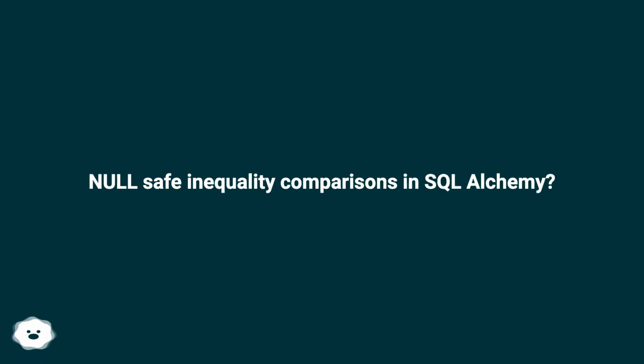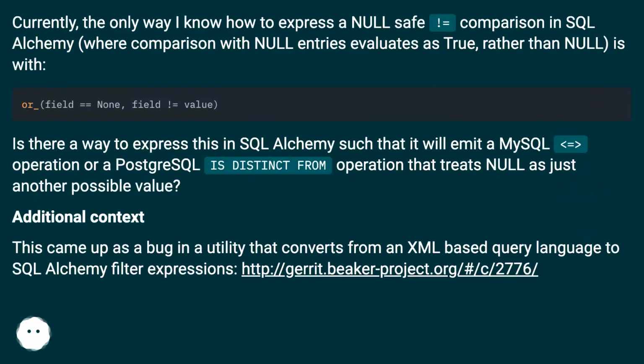Null-safe inequality comparisons in SQLAlchemy. Currently, the only way I know how to express a null-safe not equal comparison in SQLAlchemy, where comparison with null entries evaluates as true, rather than null, is with. Is there a way to express this in SQLAlchemy such that it will emit a MySQL less-than-or-equal-to-greater-than operation or a PostgreSQL IS DISTINCT FROM operation that treats null as just another possible value?